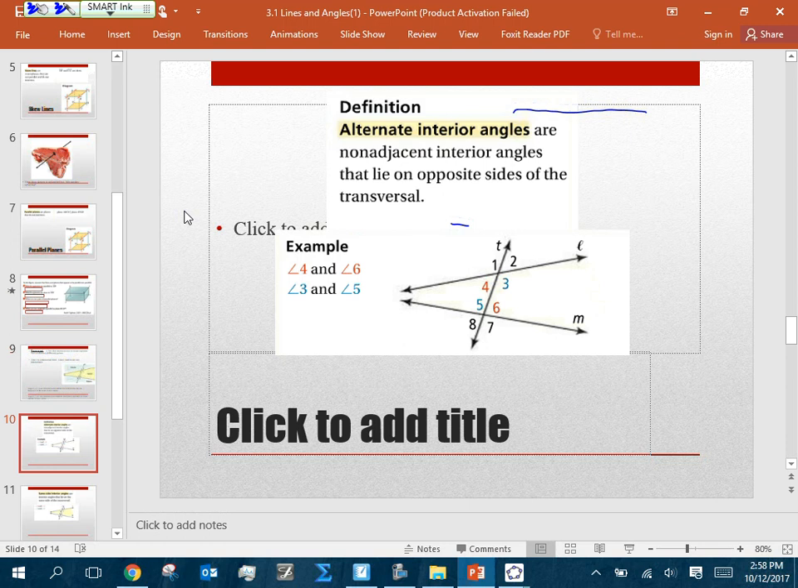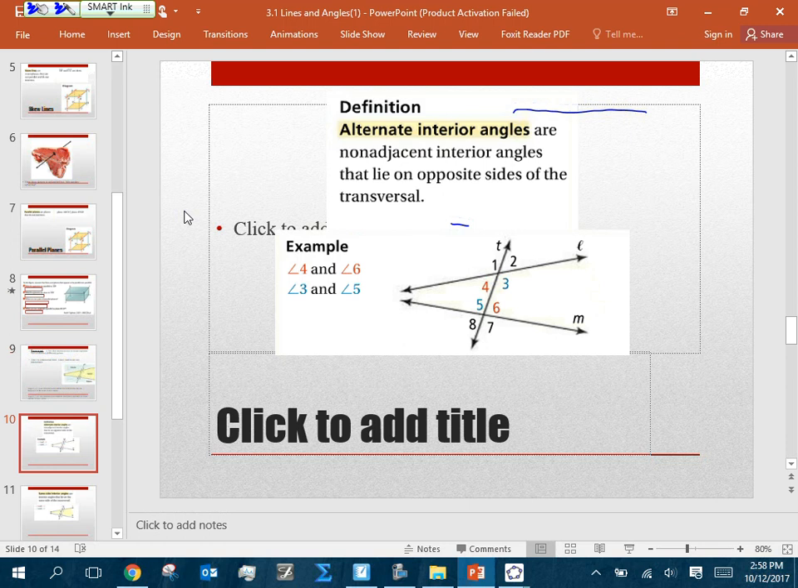So when I say alternate interior angles, they're going to be on different sides. They switch from one side of the transversal to the other, and they're on the inside of lines L and M. So when I look at angle 4, if I think of alternate interior angles as being on the inside on different sides of the transversal, 4 could be paired up with 3 or 6. Does that make sense? We want it paired up with just one of those angles.